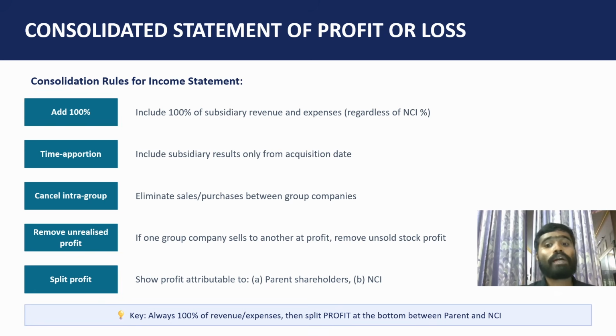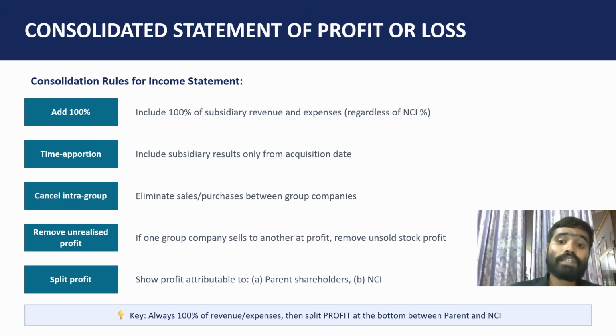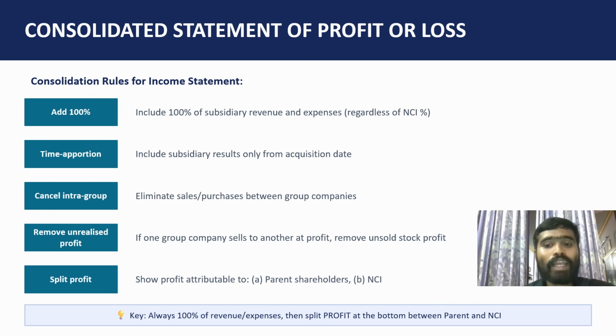Whenever we are acquiring any company or consolidating parent and subsidiary balance sheets, we will see the acquisition date, whether it is acquired at the start of the year or in the middle of the year. So acquisition date will be important from an exam point of view. Third, we have to eliminate any sale and purchase transactions between the parent and the subsidiary. We have to remove them from the books.